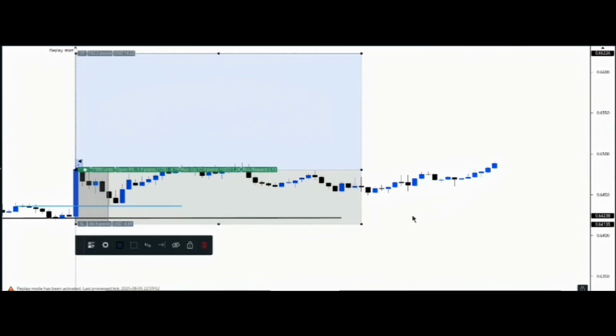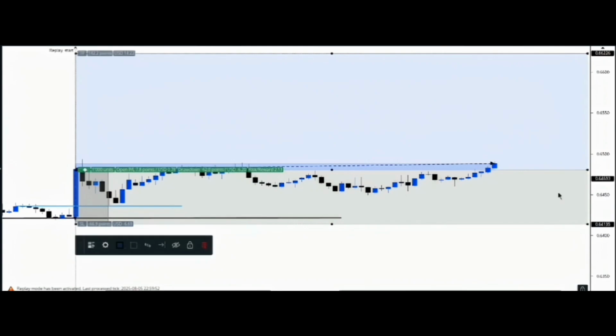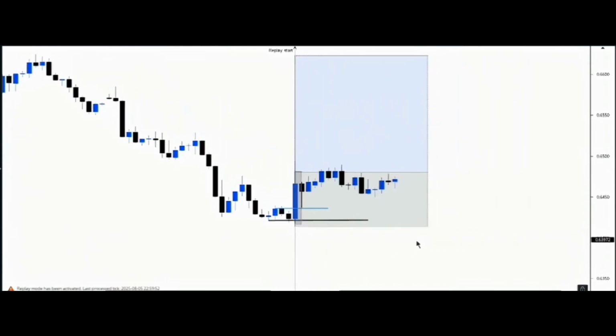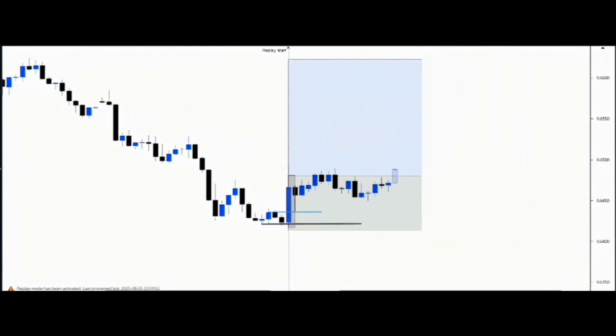Now, maybe we should go to 4H and make it a bit faster. Okay, let's get to 4H, make it a bit faster. Okay, remember this is not bulletproof. Always remember that.